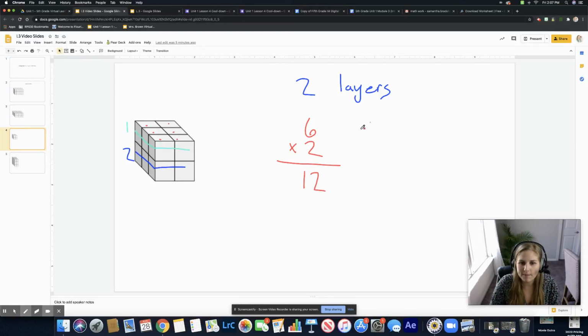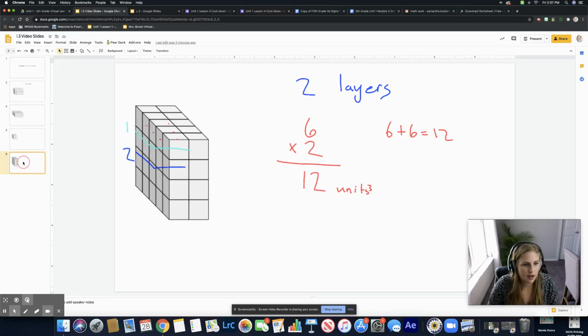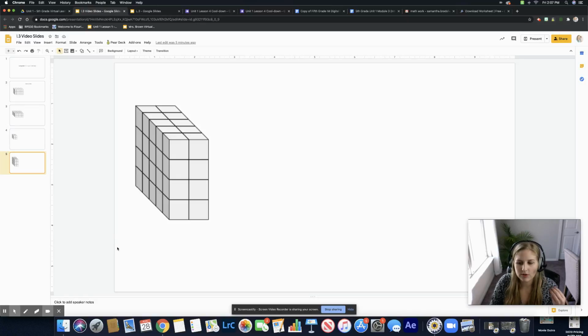If I didn't know my math facts, this would be saying the same thing as 6 plus 6, which also equals 12. And then it's units cubed or cubic units. All right, last one. I would like you to pause here and try it on your own.